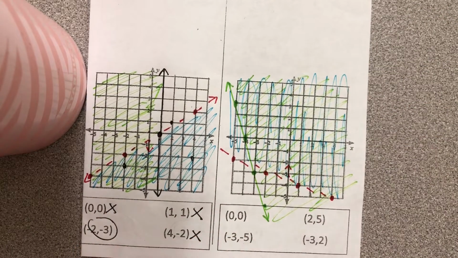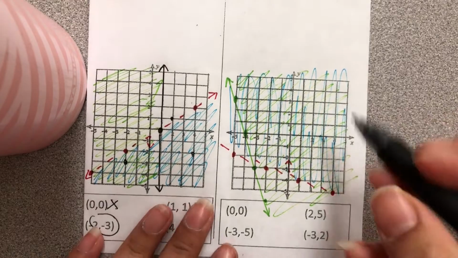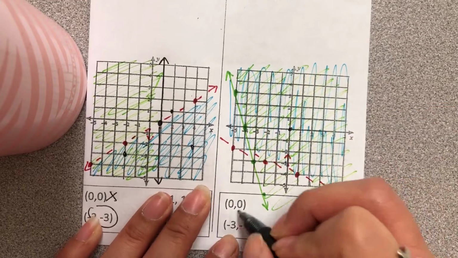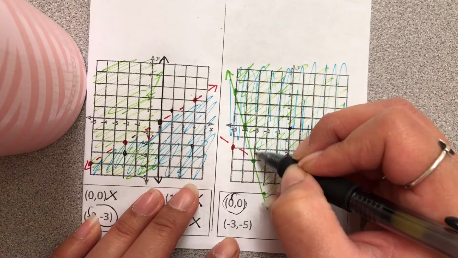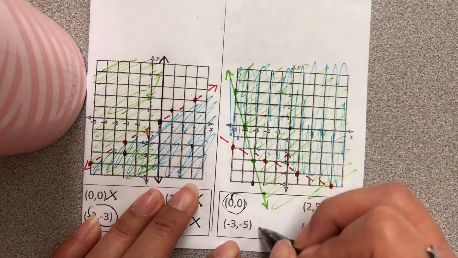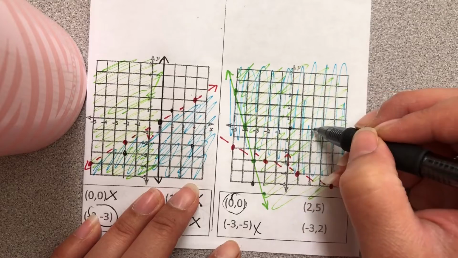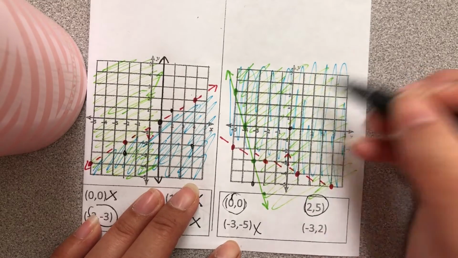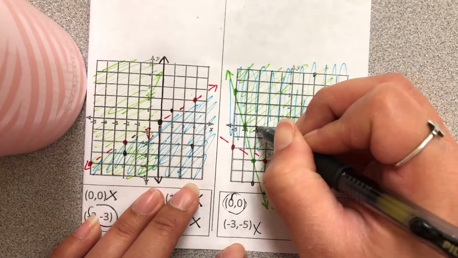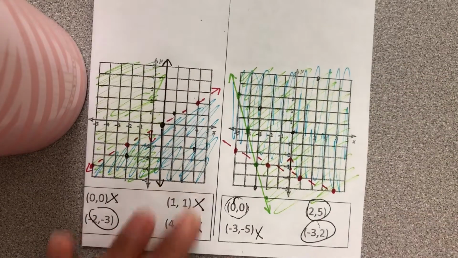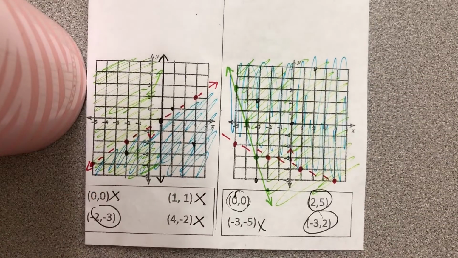0, 0, that is in the double shaded. -3, -5, that is not. 2, 5, definitely is. And -3, 2, that one is also. So we found 3 solutions there.